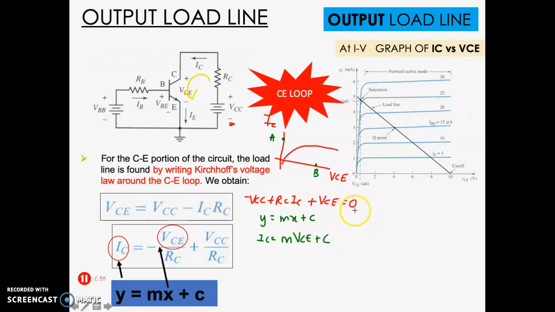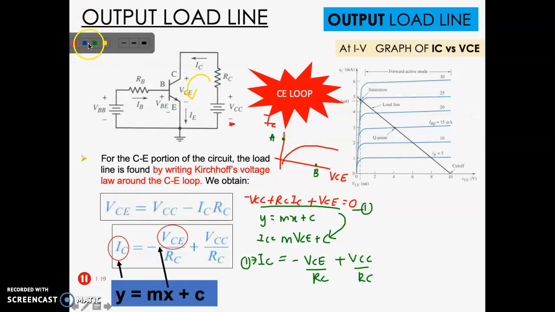Now you need to rearrange this equation until you get it in this form. So your IC from equation 1 will be equal to minus VCE plus VCC, divided by RC for both. So what is your m here? This is your intercept c. This is your m, minus 1 over RC. This is your x and this is your y.